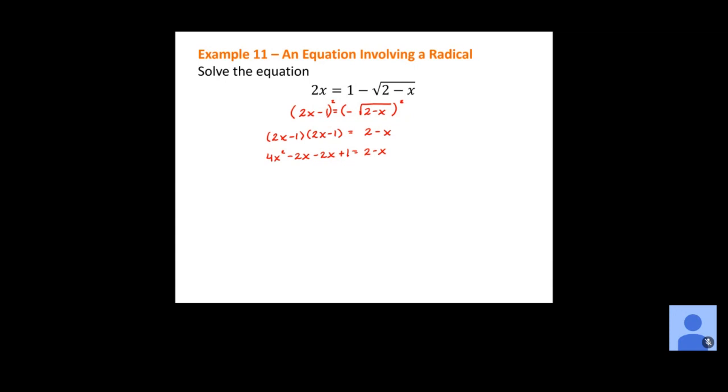Okay, all right, so then like Alexander said, we can combine those middle terms, so that's going to give us 4x squared minus 4x plus 1 equals 2 minus x. Okay, and now notice we have a quadratic equation, right? This one has an x squared in it. So what are we going to want to do next to solve this quadratic equation?